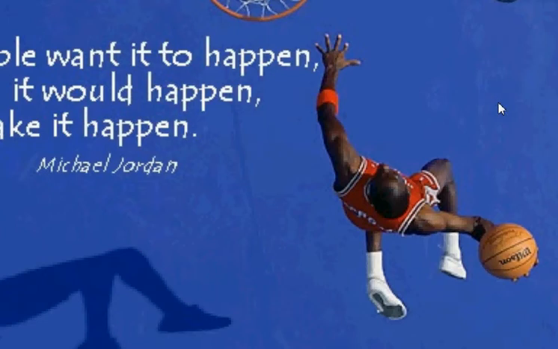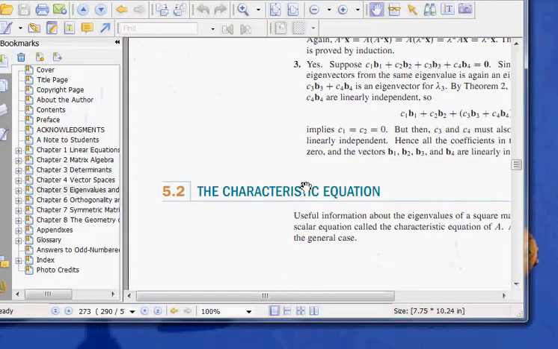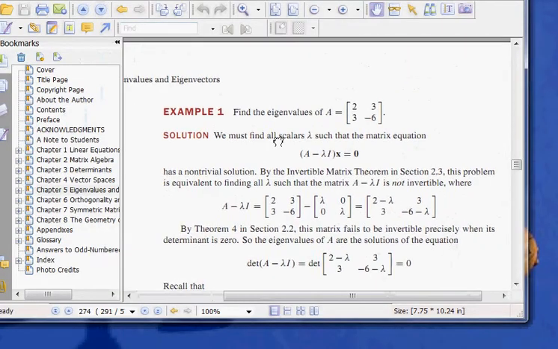What's going on, guys? Now we're moving on to section 5.2, and this is about the characteristic equation. So let's get started. Let's move on to example 1.